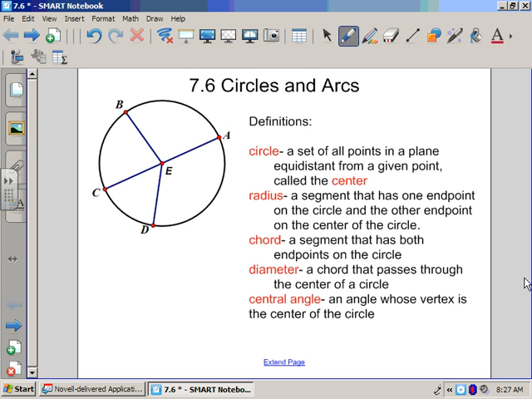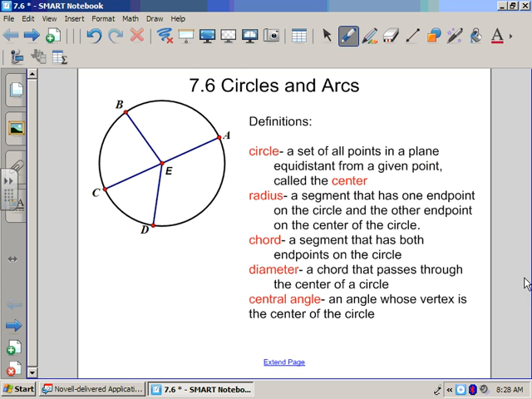The definition of a circle is a set of all points in a plane that are equidistant from a given point called the center of the circle. When I ask for a definition of a circle, this is what I want. I don't want a circle that's 360 degrees, or it rolls, or it has no angles, or it's round, or any of those things. I want to understand that it's a set of points. Those points are two-dimensional. They lie in a plane, and all of the points are the same distance away from a certain point that's called the center of the circle.